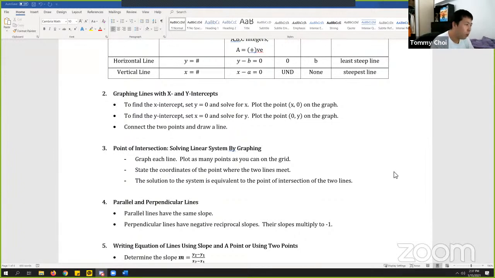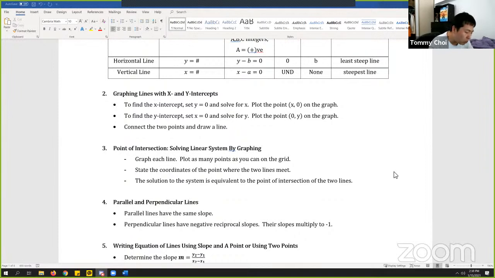Number 3, the point of intersection. We just talked about this. This was the last lesson of this unit. We solved our linear systems, which is two linear equations together, by graphing it. And the solution we called the point of intersection, where the two lines are meeting. So we graph both of the lines, we figure out where they're touching, and we say this is the point of intersection by writing down the coordinate, right? Bracket x comma y, close bracket, right?